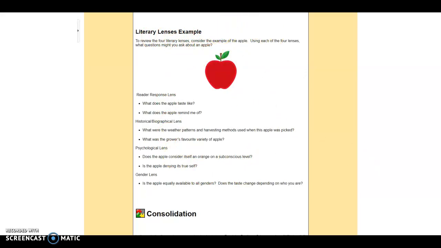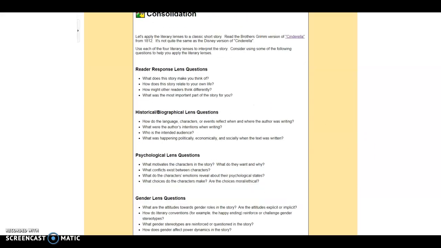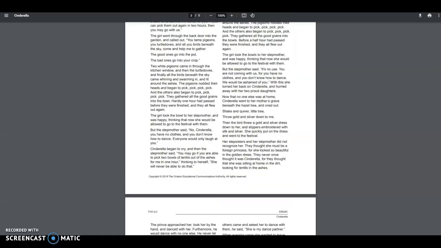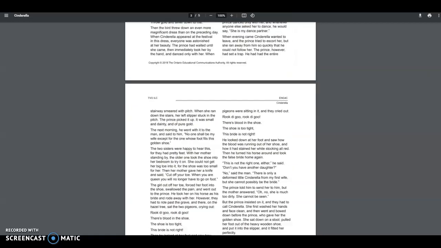What we'll do is we'll take a step up in the consolidation section, and we'll apply the literary lenses to a story. And in this case, we're going to apply it to Cinderella. Not the Disney version of Cinderella, but if you click here, you'll be able to open up a version of Cinderella that was written by the Brothers Grimm. If it'll actually open for me here. There we go. And so it's a pretty short version. It's about 4 pages or so.